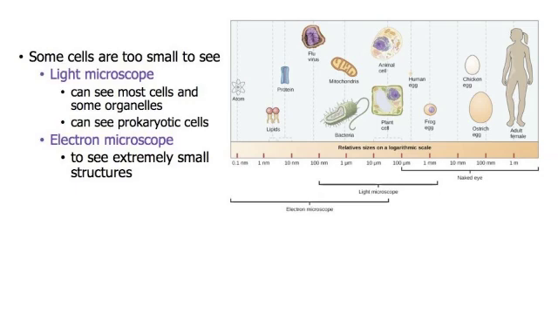The human eye can resolve points as close together as 0.1 millimeter. That's about the size of a very fine grain of sand. However, for light microscopes, the resolving power is about 0.2 micrometers. That's the size of a small bacterial cell. This limits the useful magnification to about 1,000 times. With greater magnification, the image becomes blurry.